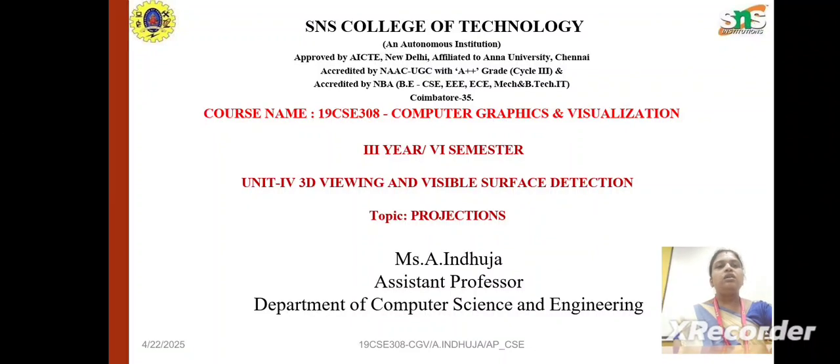Hi all, today we are going to see about the topic projections, which comes under the 3D viewing visible surface reduction unit. This is one of the major concentrated topics in computer graphics, and it plays a major role in depicting the graphics.